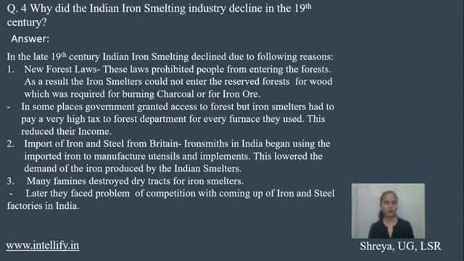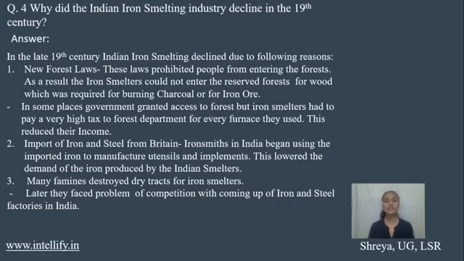Now why was wood so essential? Wood was very essential in the process of smelting because it was required for the burning of charcoal. But as they did not have access, it became difficult for them to maintain the smelting industry. We do have some examples where the government did grant access to the people so that they could enter the forest and take the produce.